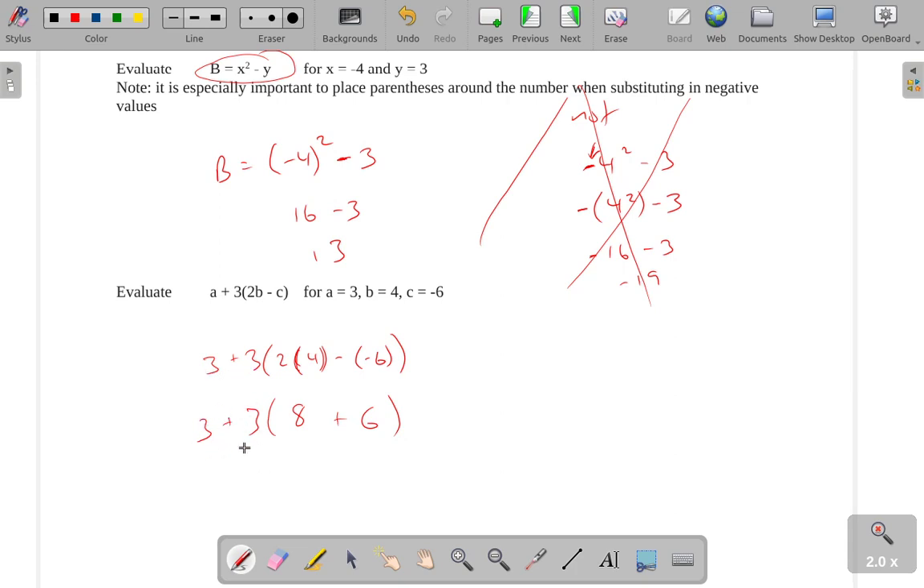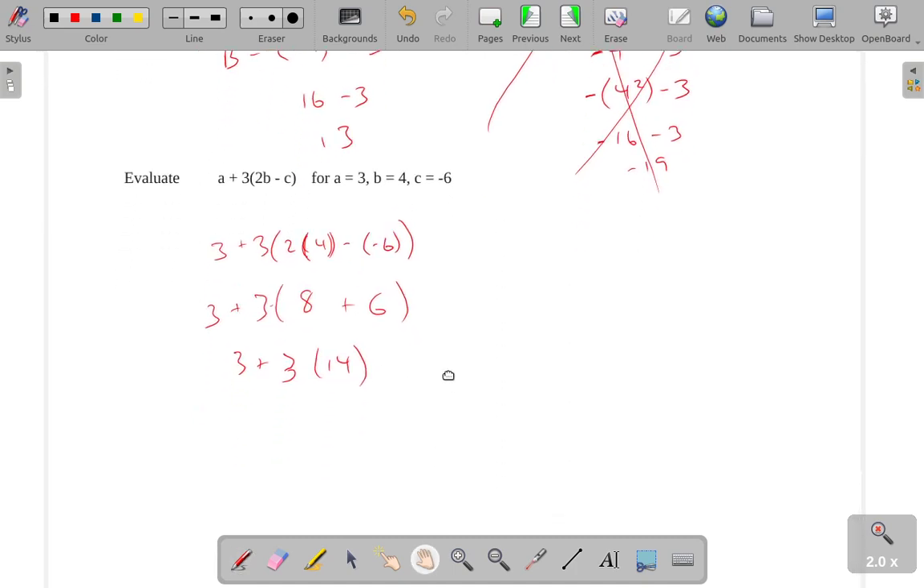But you can't do this addition yet. Remember, you can't do that addition because this multiplication has to happen to that 3 before it can be added to this 3 over there. So I'm kind of tied up. The only thing I can do here is these parentheses. 8 plus 6 is 14.